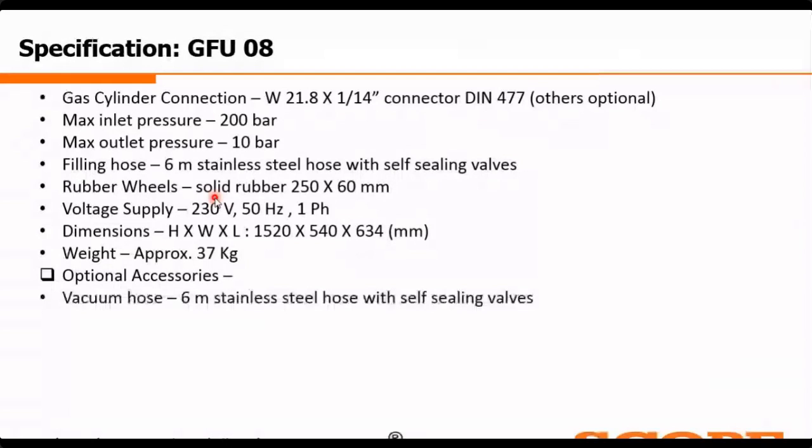Now, if you have the vacuum pump installed in your equipment, we also give a separate vacuum hose. Again the standard size is 6 meter, but optionally we can provide you up to 15 meter stainless steel hose pipe.